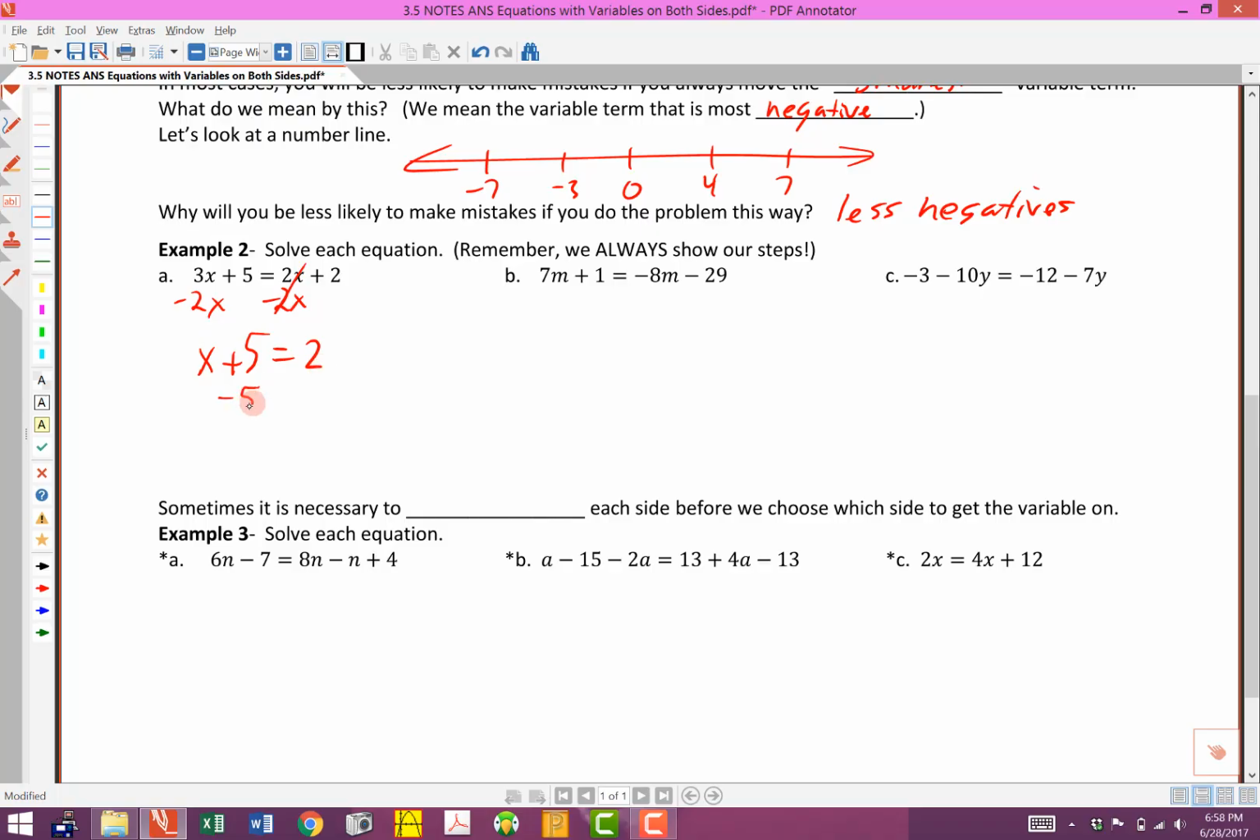On this one we get lucky because we're left with just a one-step equation. All we need to do now, because we ended up with a plain old x plus 5, is just subtract 5 from both sides, and we end up with x equals negative 3. So there's our answer on that one.